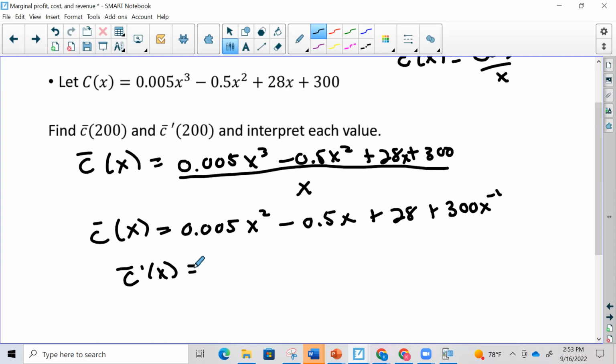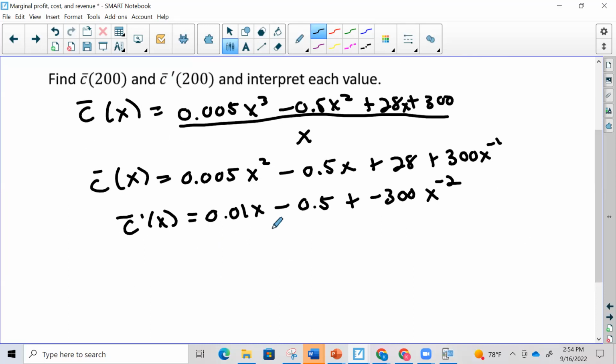So we're going to multiply our 0.005 times 2, and we get 0.01X, minus the derivative of 0.5X, which is 0.5. The derivative of 28 is 0. And then the derivative of 300X to the negative 1 would be negative 300X, and then minus 1 is negative 2. So that would be my derivative of my average cost function. And then we want to find the average cost at 200, so we're going to plug in 200 for X.